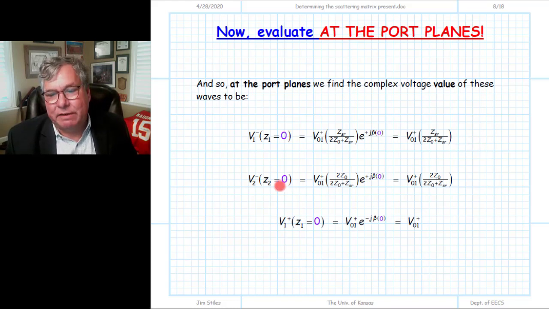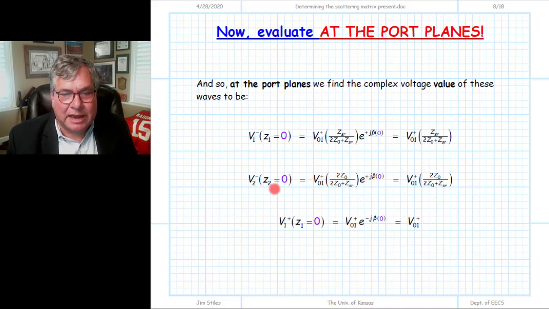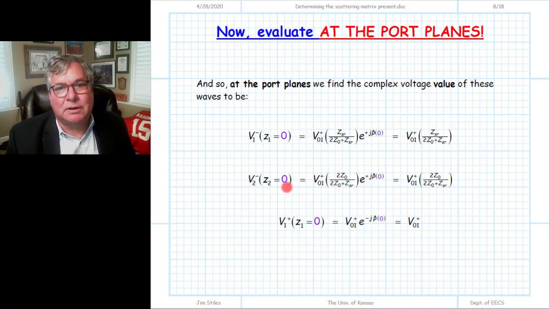Same thing for the scattered wave at port 2. We evaluate it at the port plane for port 2. In this case, we called z equal to 0 the location of the port plane. That is typically the case, and again, it makes the math nice. This goes to 1, but sometimes it's not, so make sure that you interpret or evaluate this correctly. This would be the result for the scattered wave at port 2.